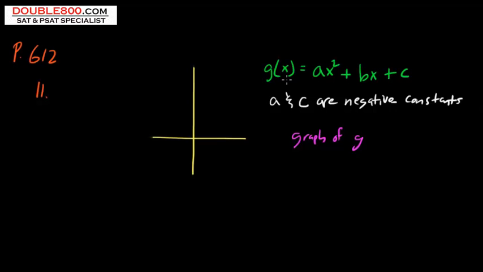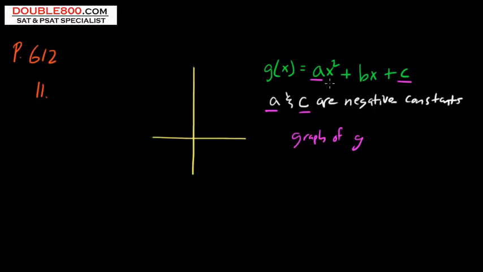We're given a function, g of x equals ax squared plus bx plus c, and we're told that a and c are both negative constants, and the question asks which of the following could be the graph of g. We have 5 choices, and we have to obviously just find the one, but we're going to work through it, and it's really a pretty straightforward approach.